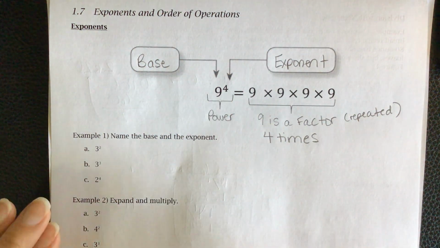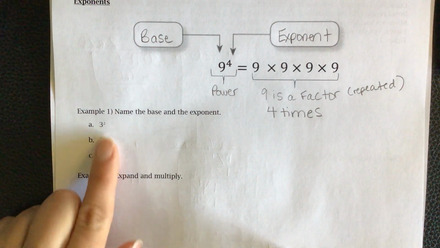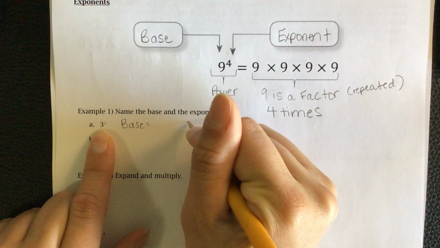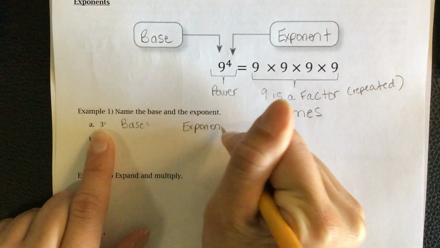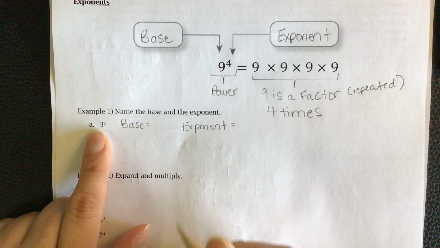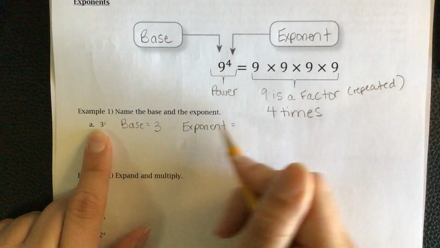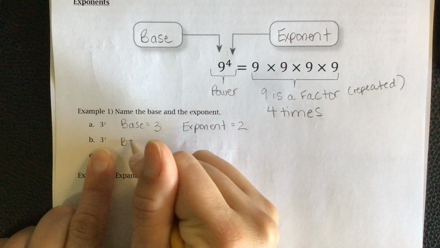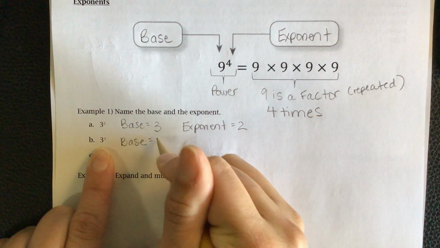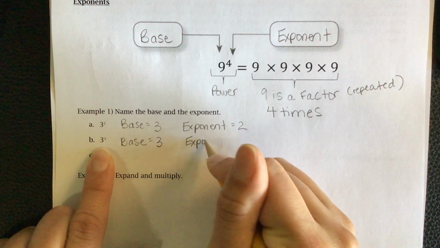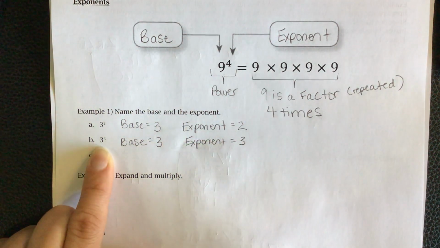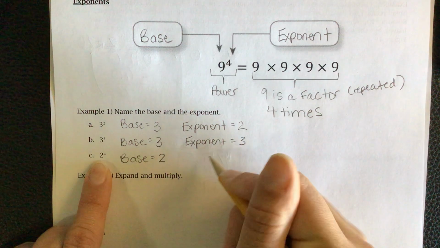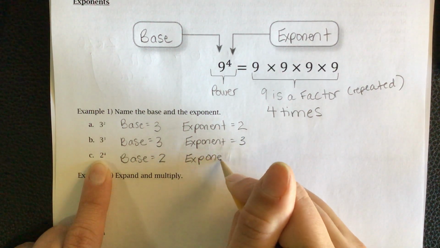I'm going to ask you to name the base and the exponent. You're just going to write it out. What is the base and what is the exponent for each one? So in this one, we would say the base is 3 and the exponent is 2. In the next one, the base of 3 to the 3rd power is 3, and the exponent is also 3. 2 to the 4th power, the base is 2, the exponent is 4.